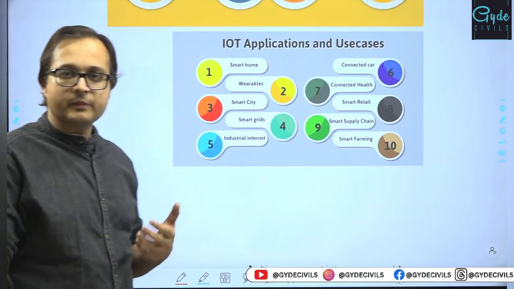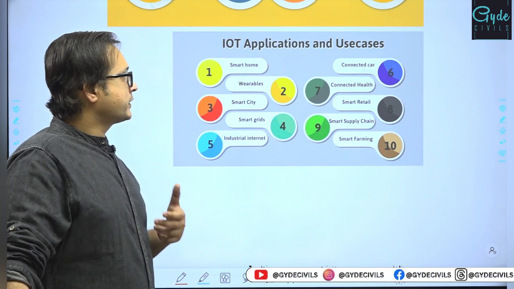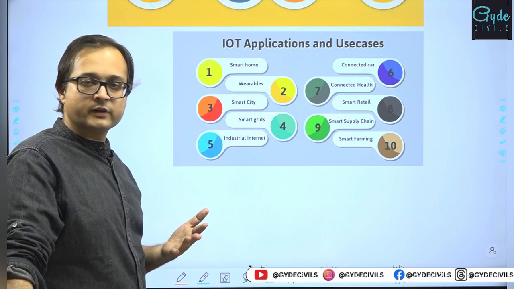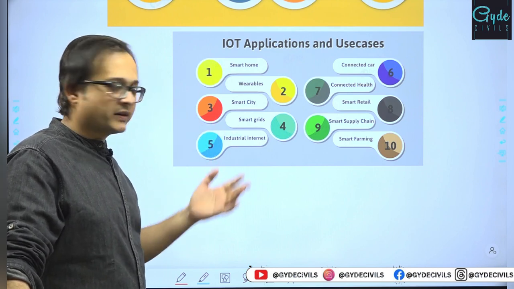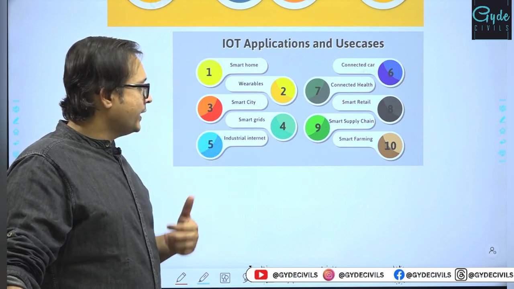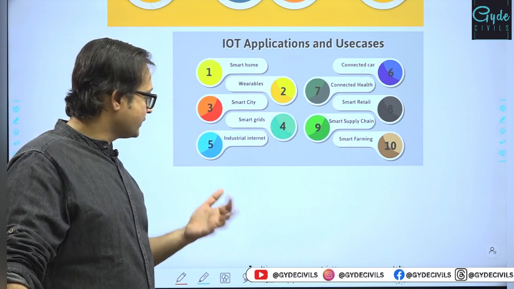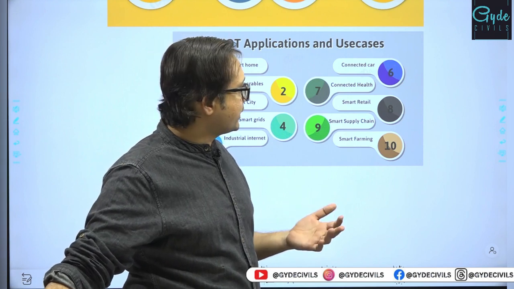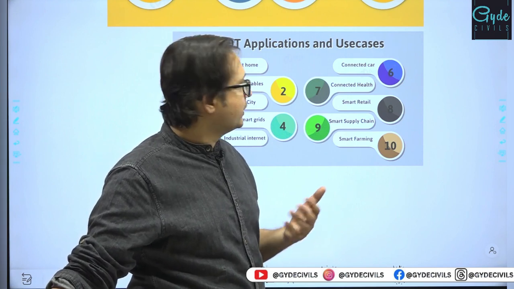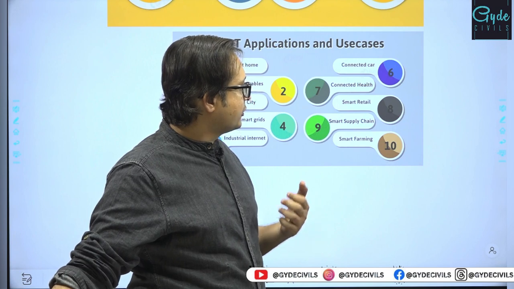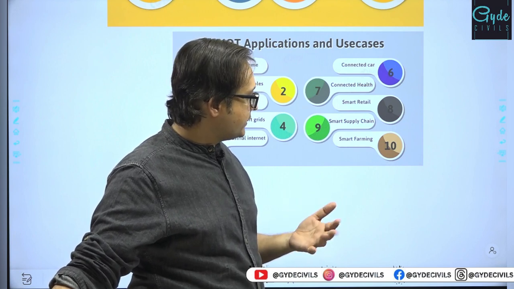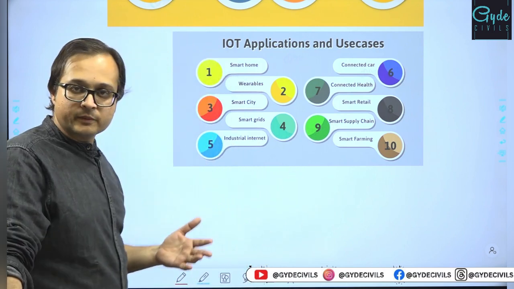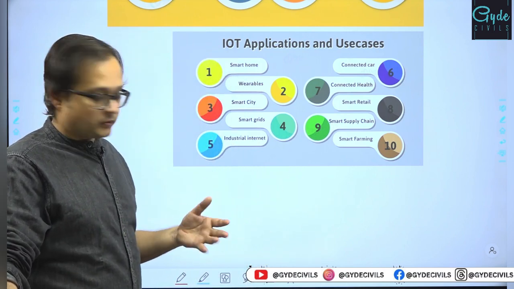The IoT applications involve development or establishment of smart homes, development of wearable devices, wearable computer devices, we'll speak about this also, smart cities, smart grids, industrial internet or industrial Internet of Things is also generated, right? Connected cars, the vehicles can be connected and they can be given commands, right? Connected health, smart retail systems, smart supply chains, smart farming system, all of these, they are the plethora of applications that can be generated with the help of Internet of Things.